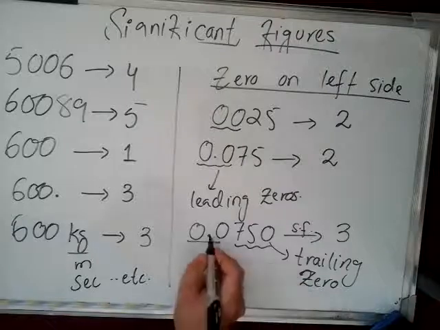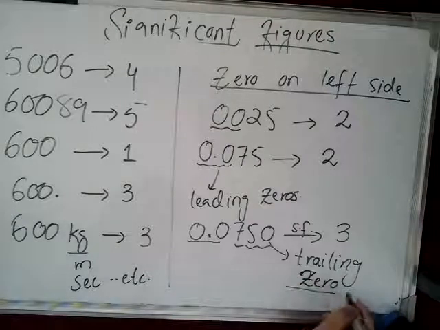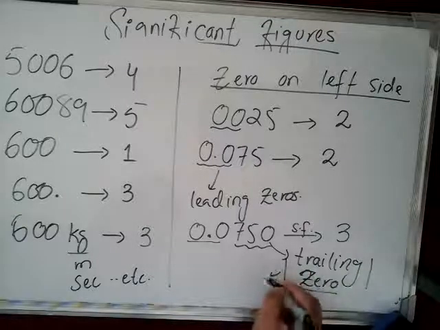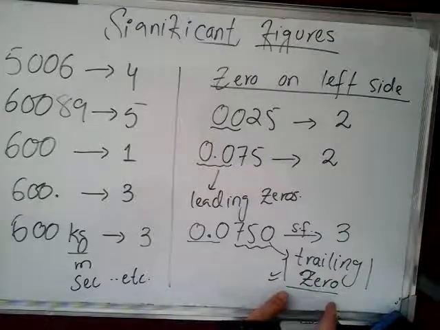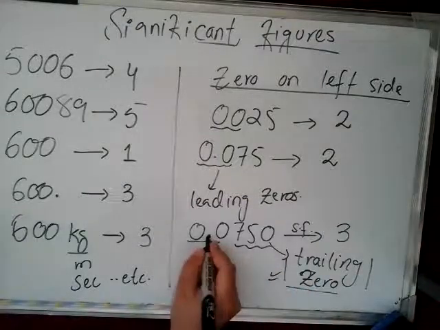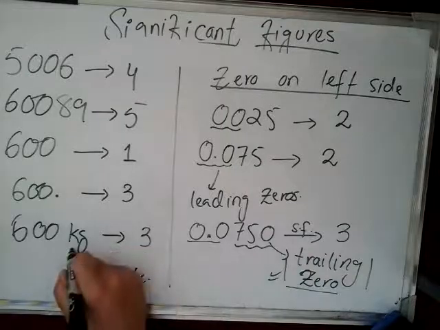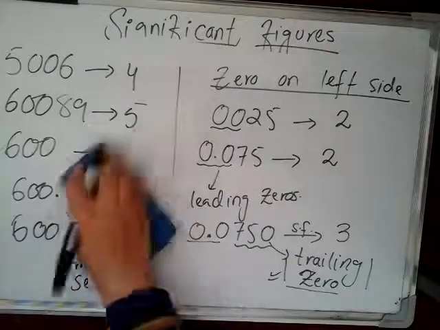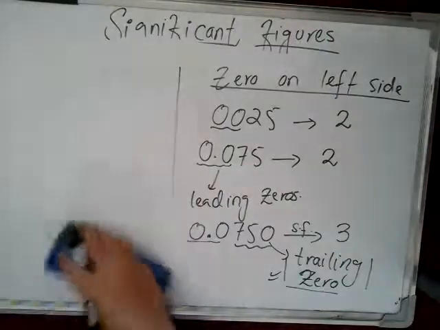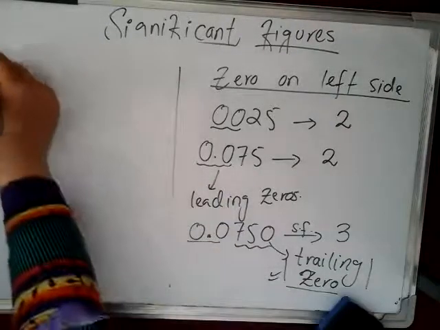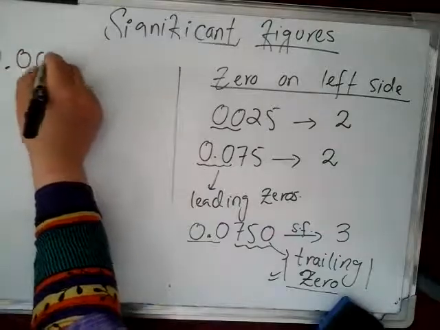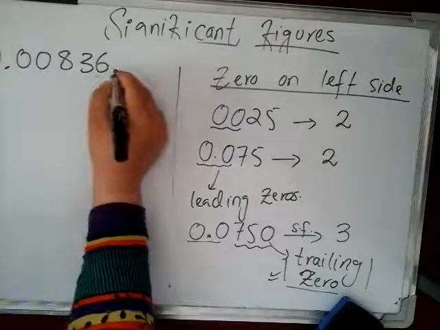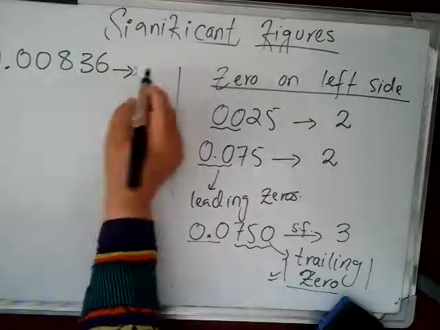So in order to take trailing zeros into consideration, there should be a decimal point or a unit. Got it? Now there is another example related to trailing zeros. For example, 0.00836. Here the significant figures would be 3 only.